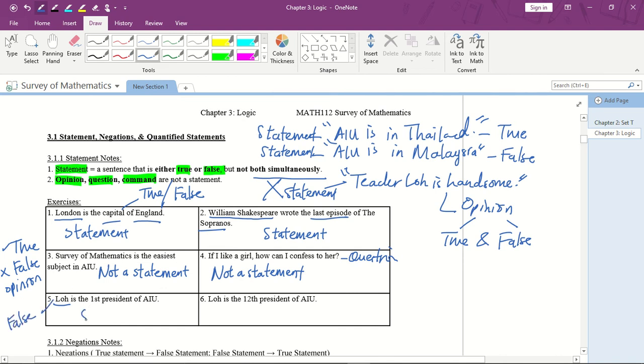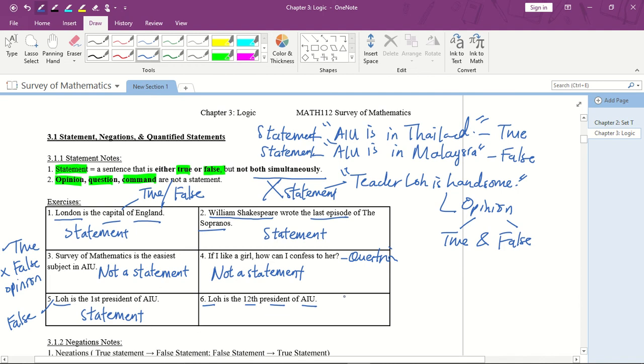So this is a statement. Remember, a statement can be either true or false, but not both simultaneously. Okay? So Law is the first president of AIU. The answer is false, and it is a statement. How about the next one? Law is the 12th president of AIU.